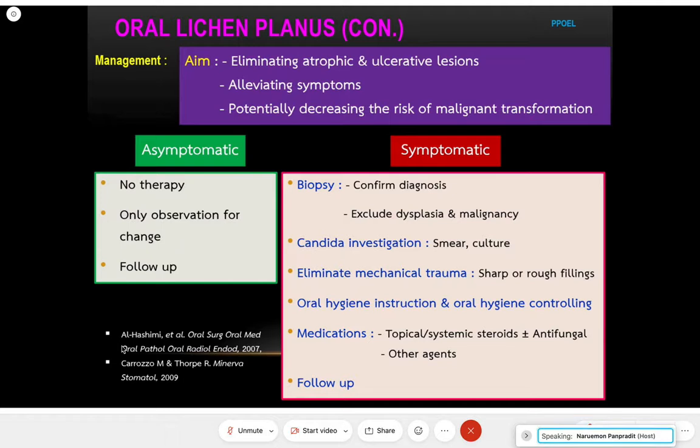And then follow up. We need to do lifelong follow up because it's not a curable disease, because we don't know the cause. The treatment just relieves the pain and the symptoms, but when the medication is stopped, the lesion recurs again. And this is in the group of malignant potential, so they have a chance to become cancer. That's why patients have to come to follow up lifelong.